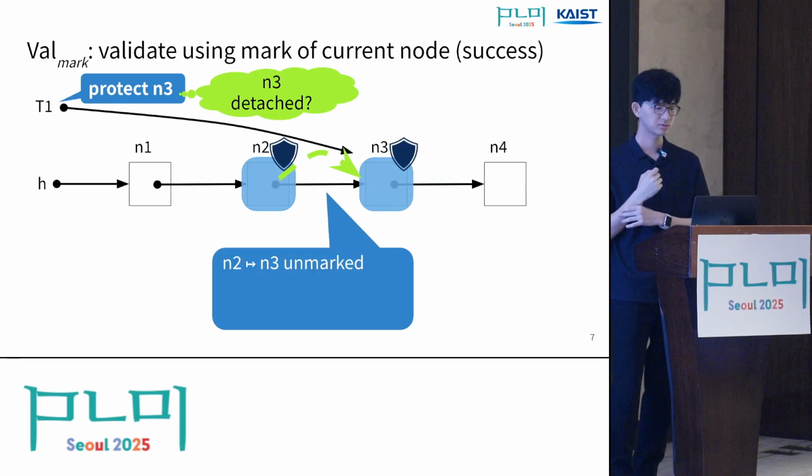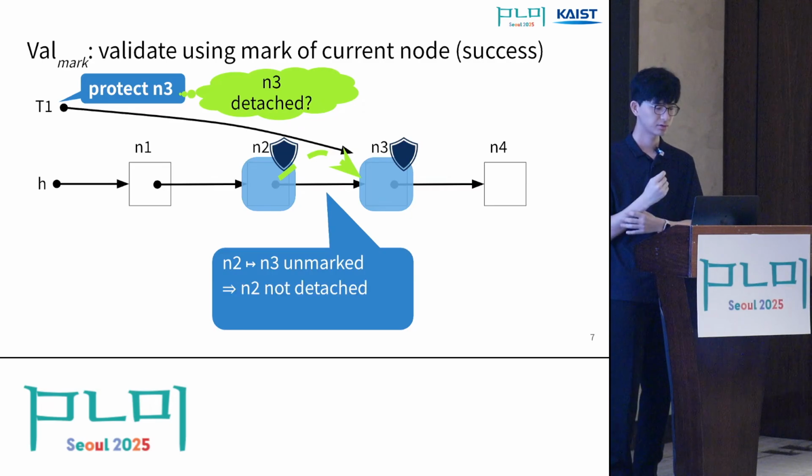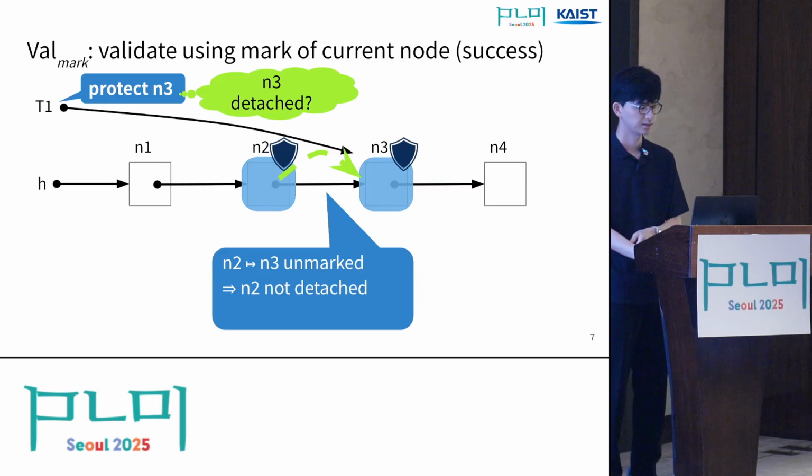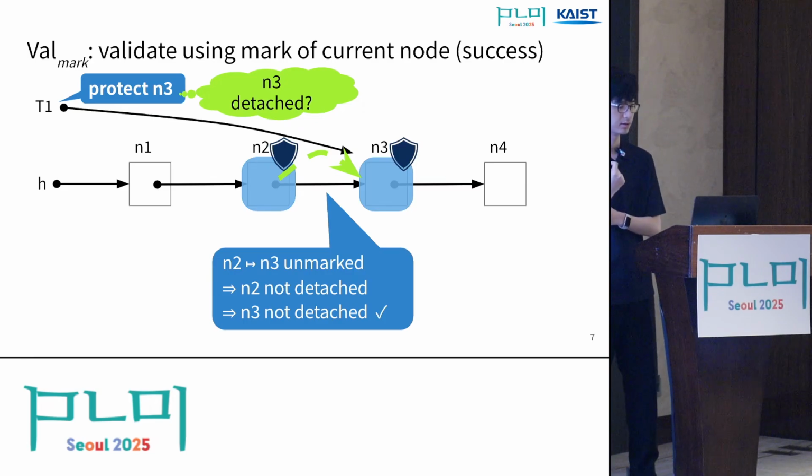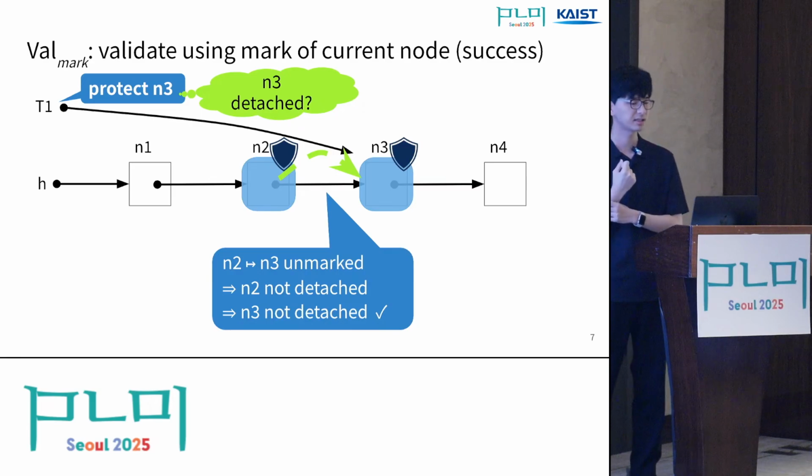Here, as node 2 is unmarked, T1 knows that node 2 is not detached, and node 3, which is pointed to by node 2, is not detached as well. So, T1 has successfully validated the protection of node 3 and can safely access it.